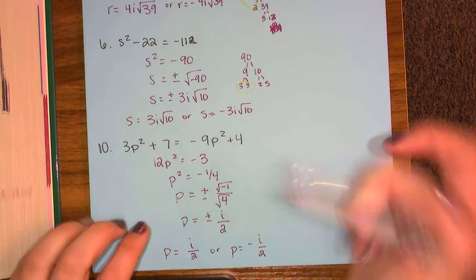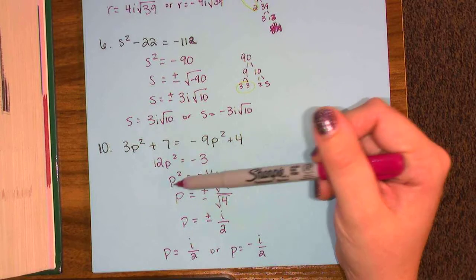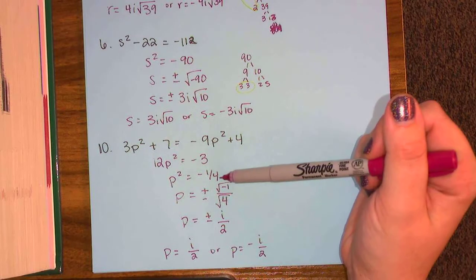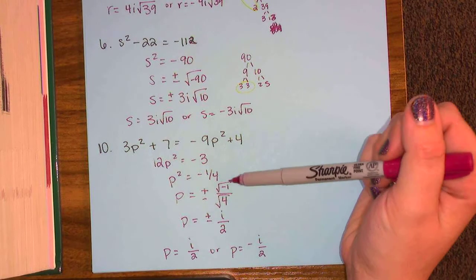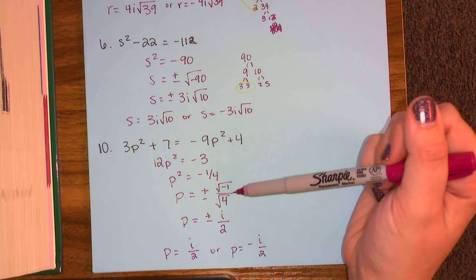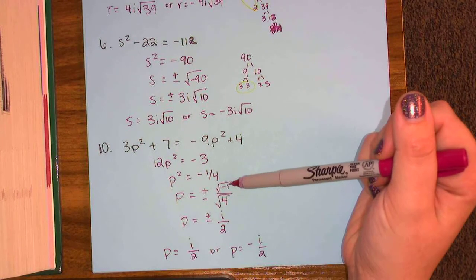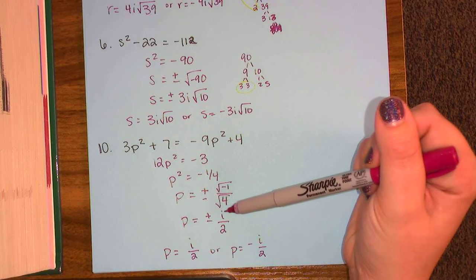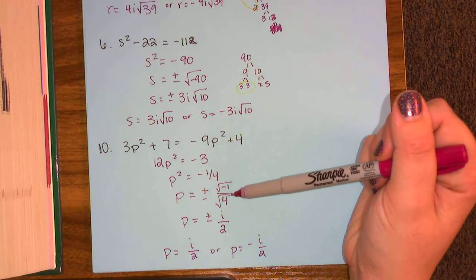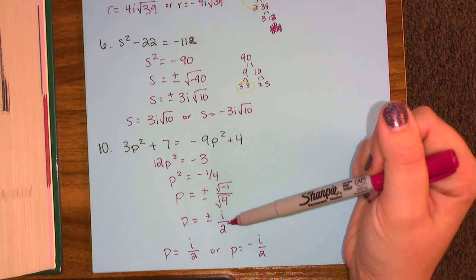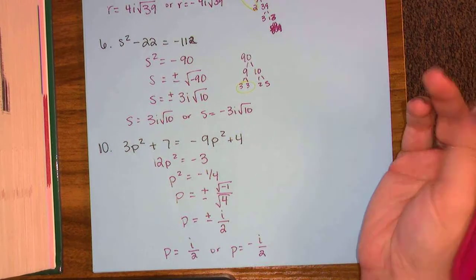Yeah. So basically, once we solved for P, we took the square root of both sides. We just said, just for the sake of time, to go ahead and split it top and bottom. Okay, so then the square root of negative 1 is I. And then the square root of 4 is 2. And then we just split them up into the plus and minus.